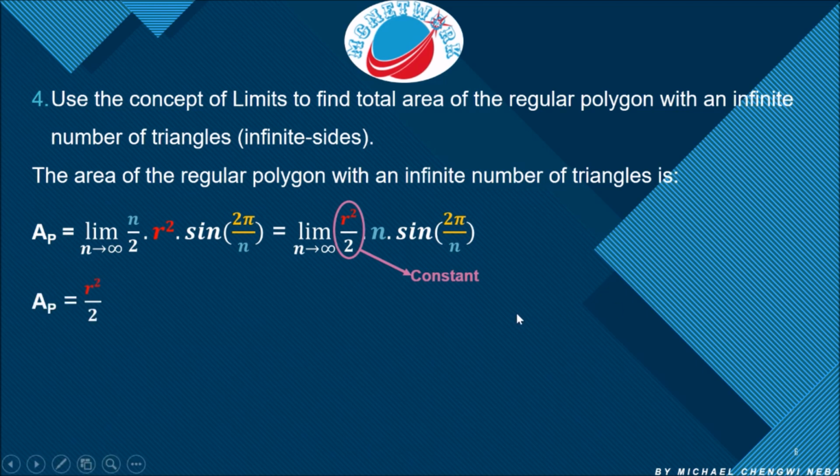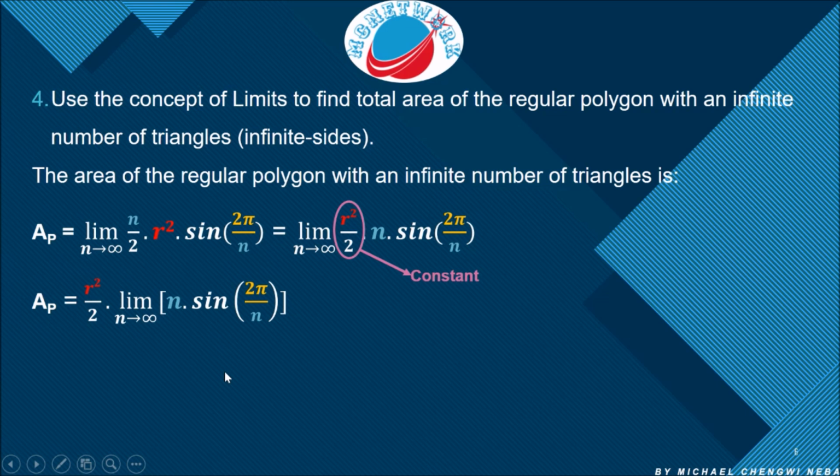And our expression will become A sub p will be equal to r squared over 2 multiplied by the limit as n tends to infinity of this expression. At this stage, you discover that it is difficult for you to play with this expression and maybe manipulate it to have a proper expression to simplify. If you substitute infinity directly into this expression, you are going to have zero. So this is not really defined.